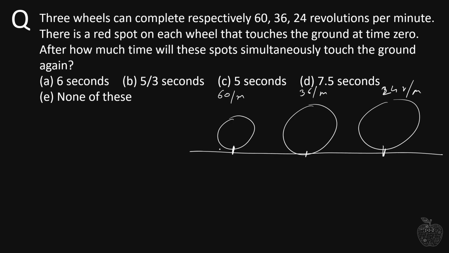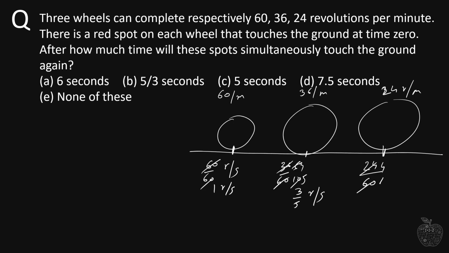First of all, it does 60 revolutions per minute, so it can do 60 by 60 revolutions per second. That means 1 revolution per second. Similarly here, 36 divided by 60, so 6 1s are 6, 6 5s are 30, so it makes 3 by 5 revolutions per second. And again we divide 24 by 60, so it makes 2 by 5 revolutions per second.